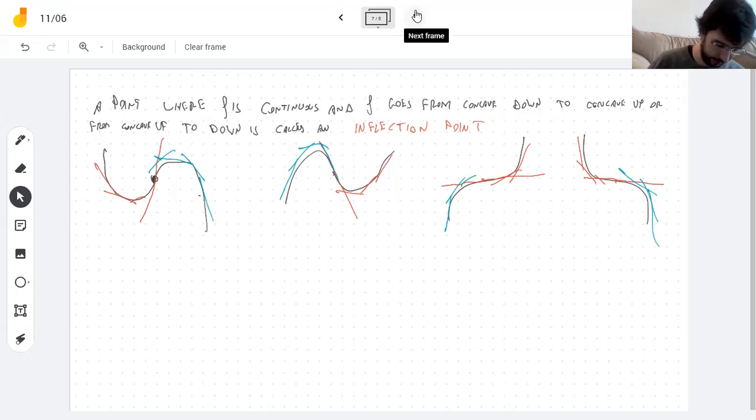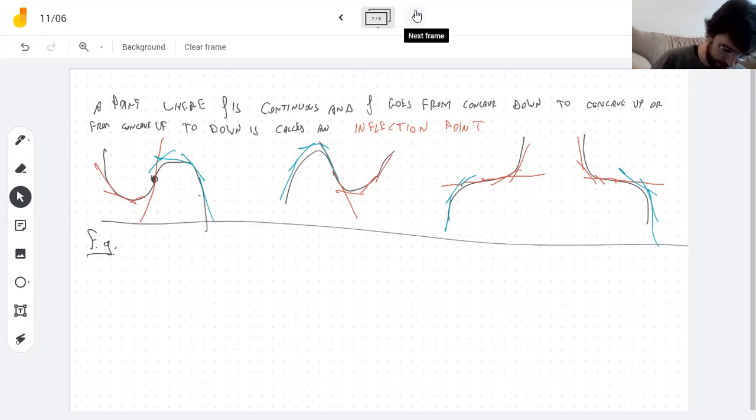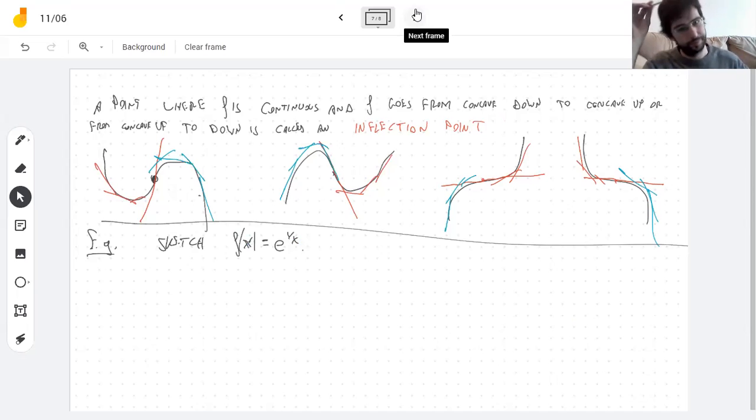All right, so let's do another example. Let's sketch e to the 1 over x. So e to the 1 over x is a function that has some interesting things. So where is this function continuous?